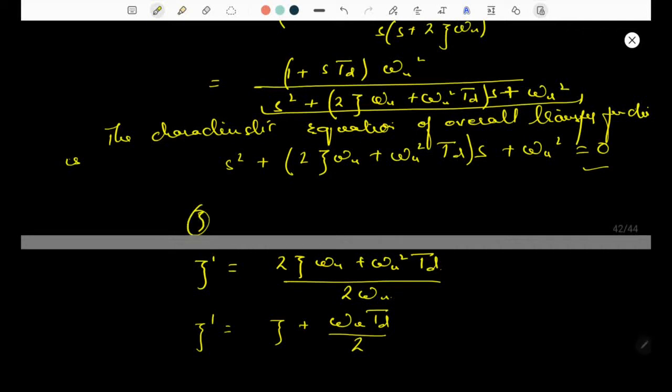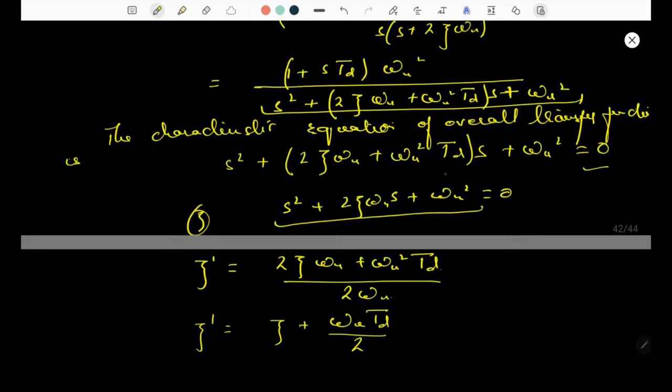In the standard, simply you can say that the characteristic equation of the second order transfer function, when we are not going to take the derivative action. So what was the characteristic equation in that condition? The characteristic equation was s square plus 2 zeta omega n s plus omega n square equals 0. So this was the characteristic equation when we didn't consider the derivative control.